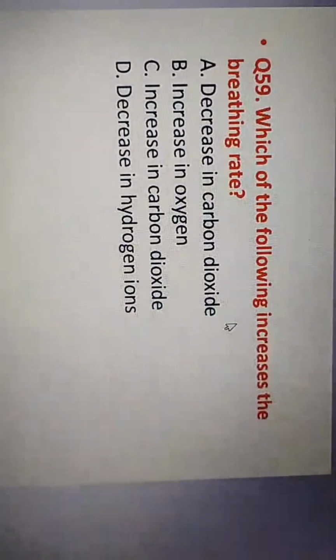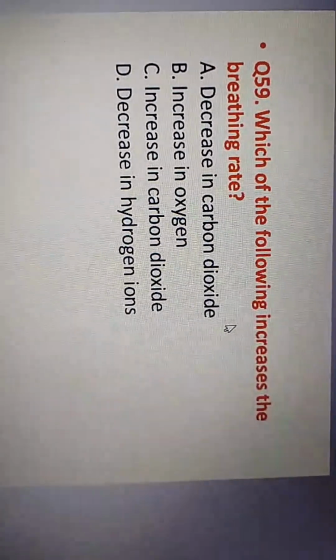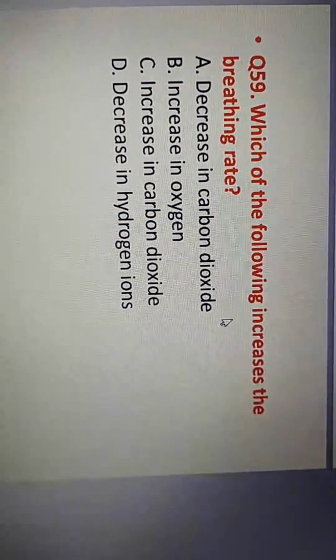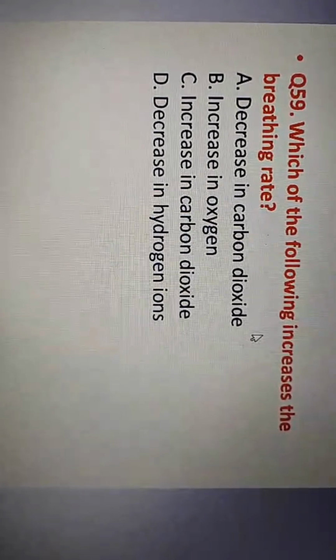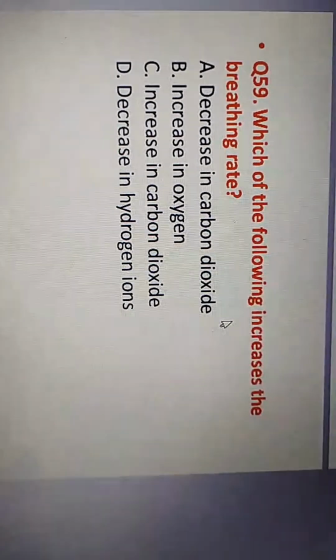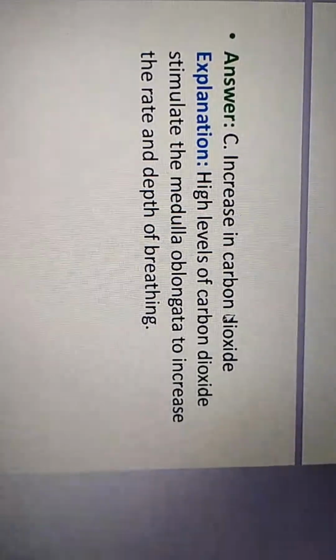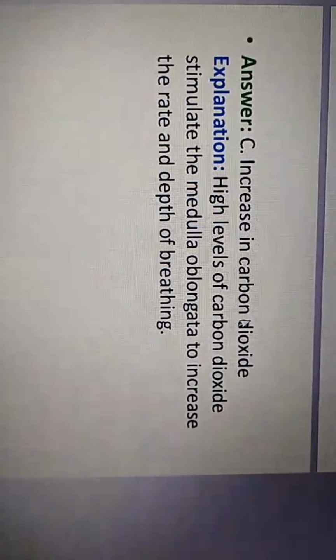The next question. Which of the following increase the breathing rate? Option A decrease in carbon dioxide, option B increase in oxygen, option C increase in carbon dioxide, option D increase in hydrogen ions. The correct answer is option C increase in carbon dioxide. High levels of carbon dioxide stimulate the medulla oblongata to increase the breadth and depth of breathing.